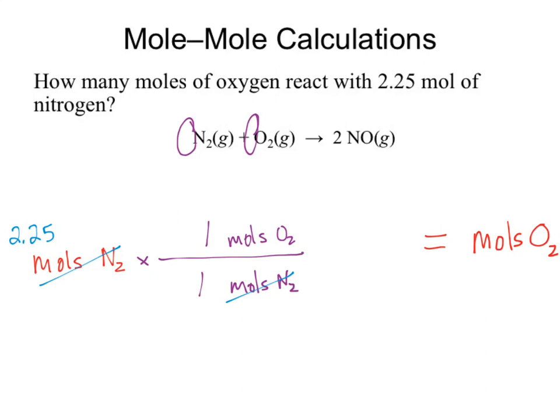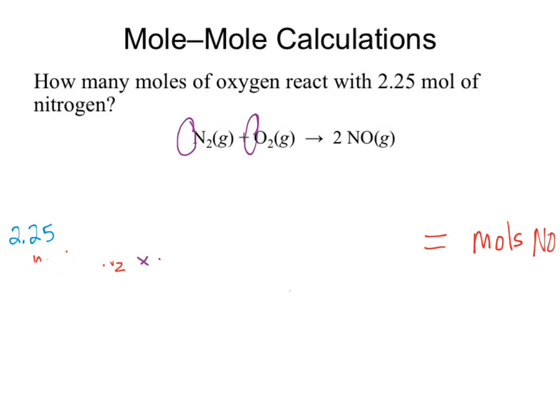That was a bit silly. That was a 1-to-1 ratio. That was kind of boring. So let's switch it up. Let's make it a little bit more difficult. I don't want the moles of O2. I want the moles of NO. Exact same format.